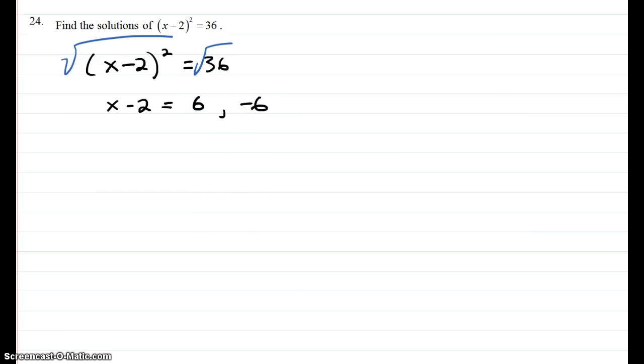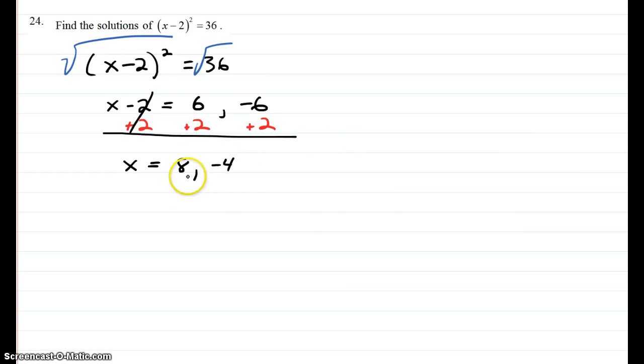6. And so now when I add 2 to both sides, I need to make sure I include it with the other 6. And so we end up with x equals 8, and negative 6 plus 2 is negative 4.